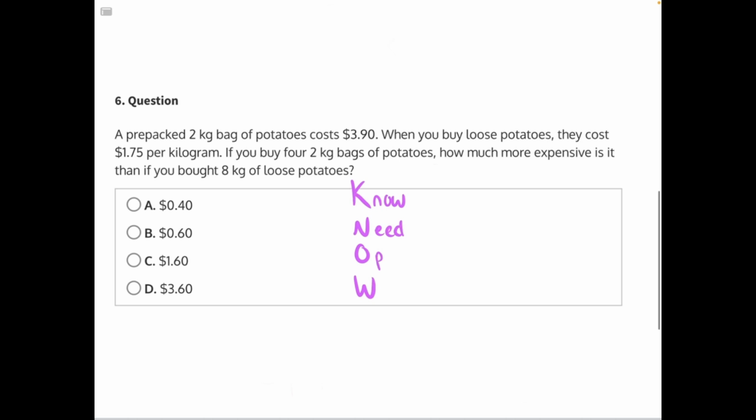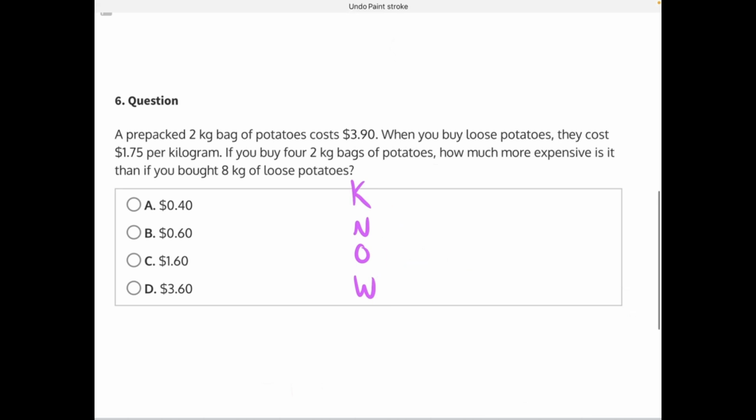O stands for operations. That's where you can write out your equation or just identify all of the operations you're going to need to do to solve the problem. And then W stands for work it out. So this entire space can just be for you to work it out on your scratch paper.